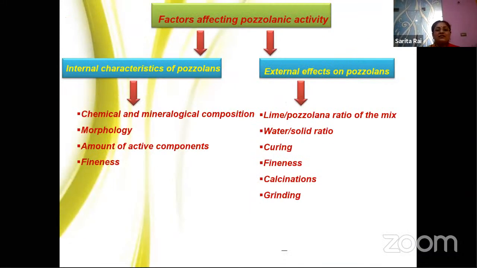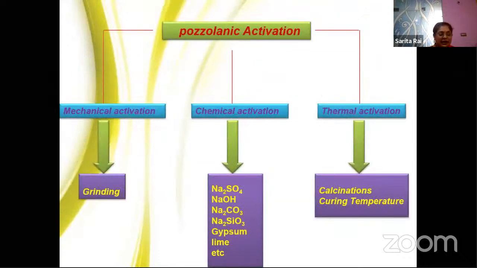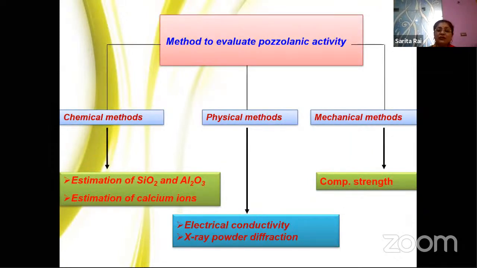There are two factors affecting pozzolanic activity, internal and external. Pozzolanic activation can be done by mechanical, chemical and thermal methods. We can evaluate pozzolanic activity by chemical, physical and mechanical methods. In chemical methods, we study estimation of silica and alumina, and estimation of calcium ions. In physical methods, electrical conductivity and X-ray powder diffraction are studied. In mechanical methods, we study compressive strength.